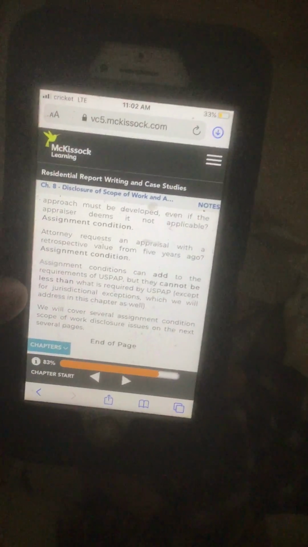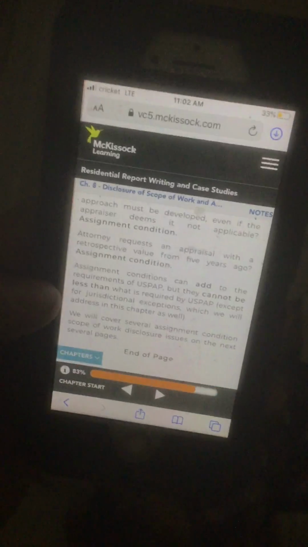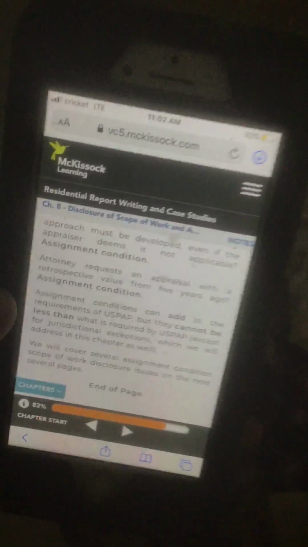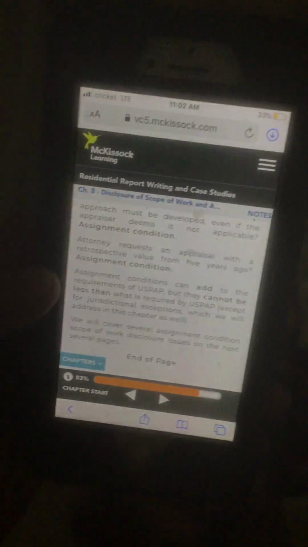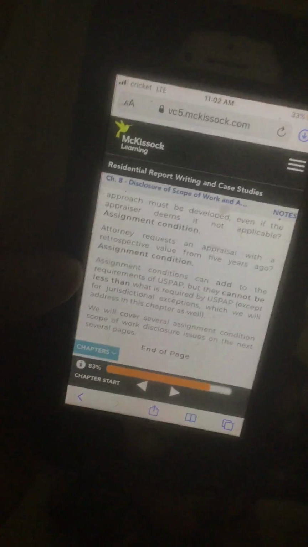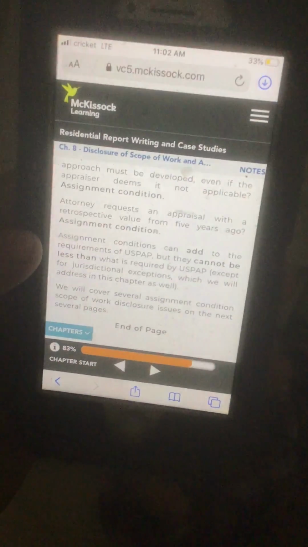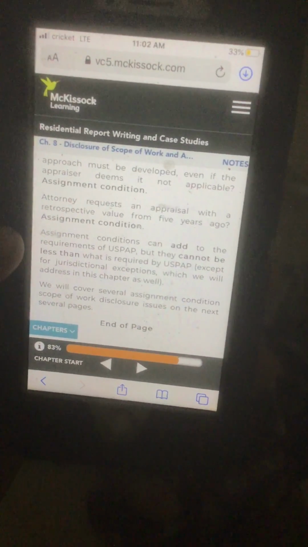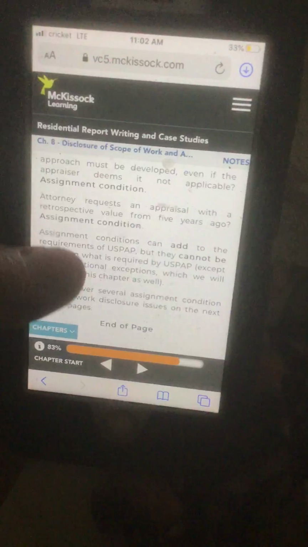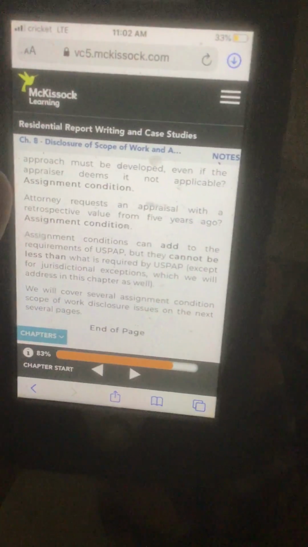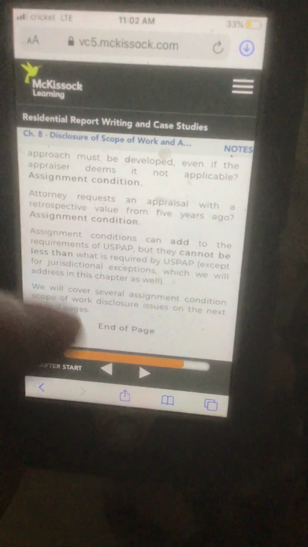Attorney requests an appraisal with a retrospective value from 5 years ago. Assignment condition. Assignment conditions can add to the requirements of USPAP, but they cannot be less than what is required by USPAP, except for jurisdictional exemptions, which we will address in this chapter as well. We will cover several assignment condition scope of work disclosure issues on the next several pages.